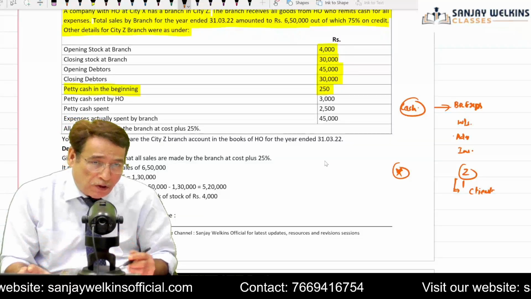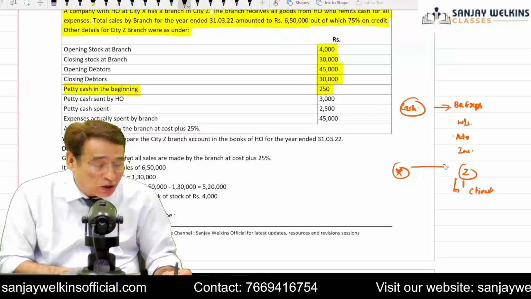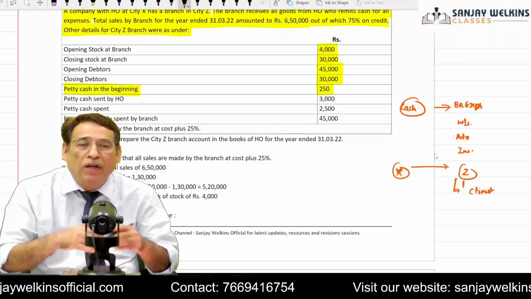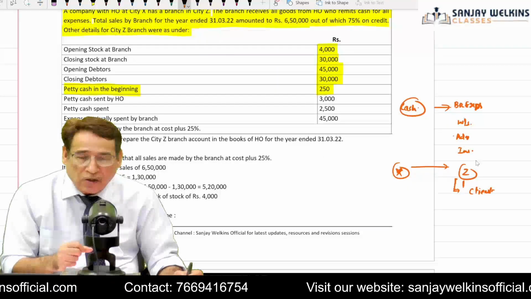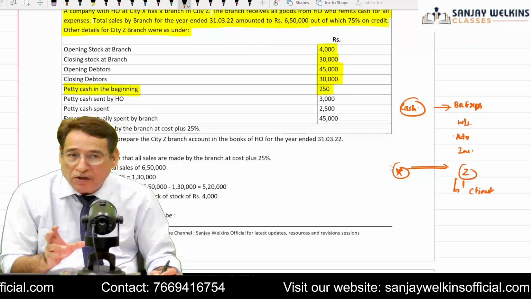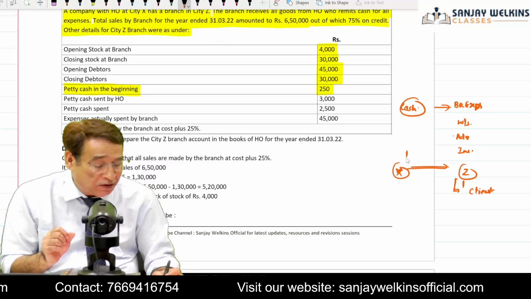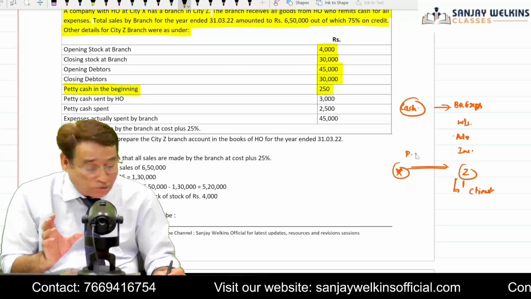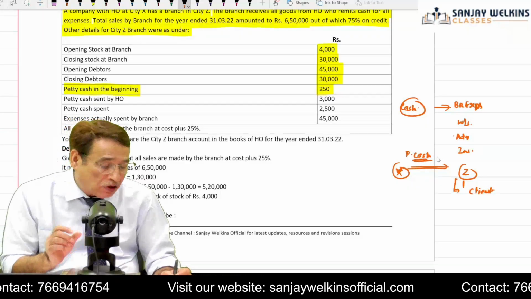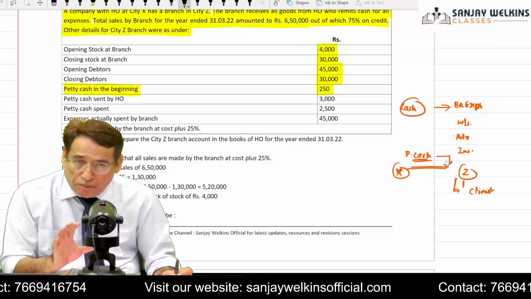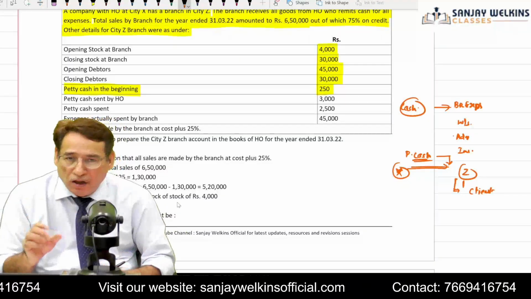So the general policy adopted by the head office is that in order to meet expenses of a smaller nature, known as petty expenses, like stamp expenses, tea or snacks expenses, because every time we cannot send the cash to the branch office, they generally keep some cash with the branch. That is known as petty cash. This cash is kept by the branch so that they can meet expenses of smaller nature. Is it clear to you?